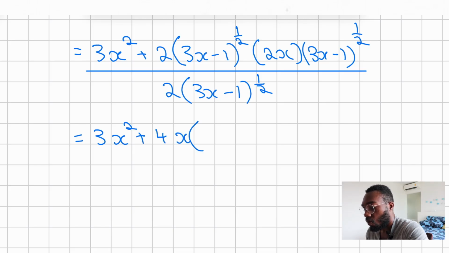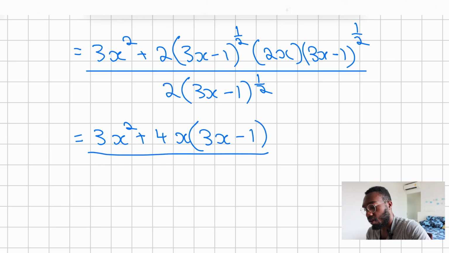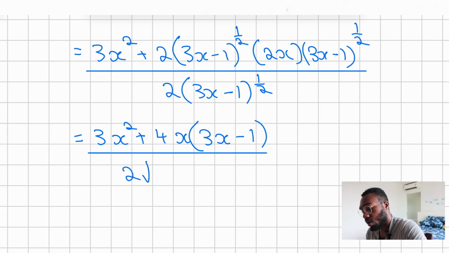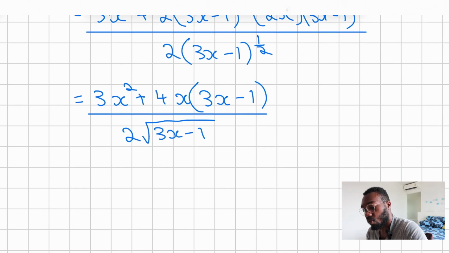And then we have a 3x minus 1 to the power of a half times another 3x minus 1 to the power of a half, which, if you just think of that, that's just a half plus a half, which is 1. So actually we're just left with 3x minus 1. And now this is all over that 2, but I'm going to change it now to the square root of 3x minus 1. You can leave it however you want. I'll just change it back. We're not going to do anything else with that.